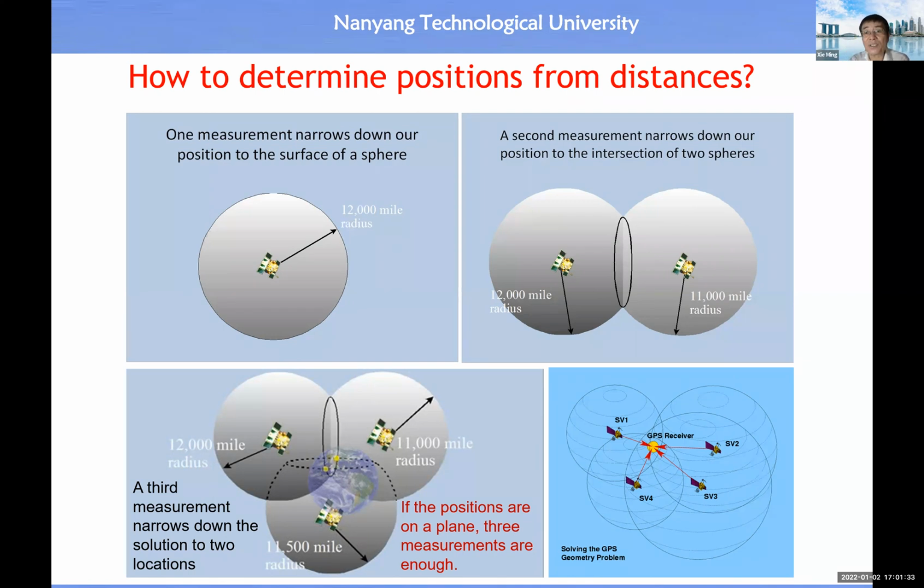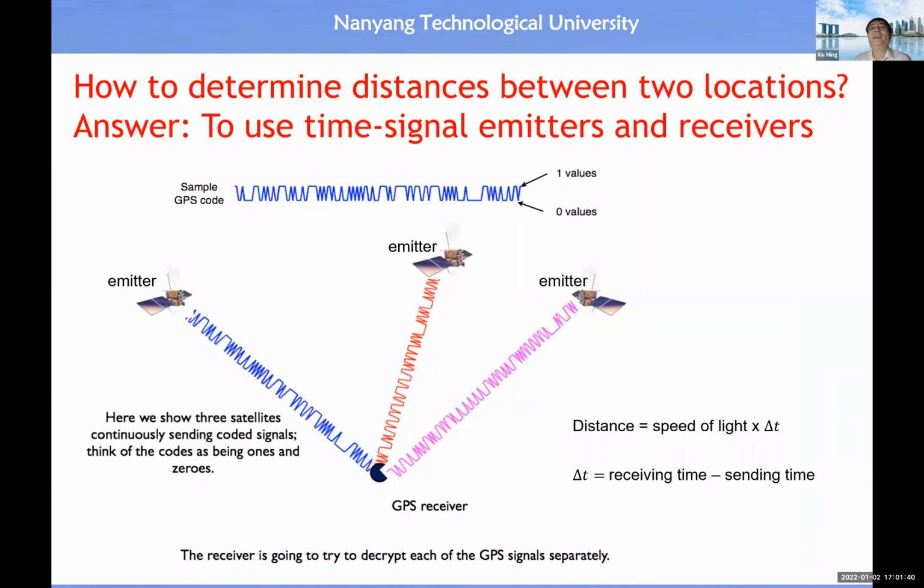Then the next question you may ask: how to determine distance, all right? The answer will be to use a time signal emitter and a receiver. For example, we have a receiver which will be carried by a robot, by a smart vehicle, by a person, whatever, or by any target, all right? And we have an emitter at a known position. That means the position of this emitter is known in advance.